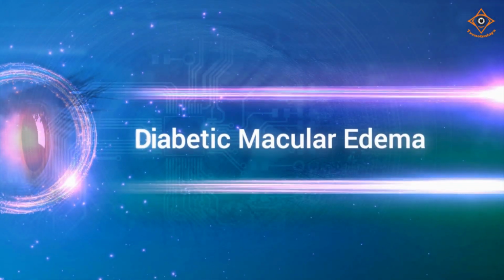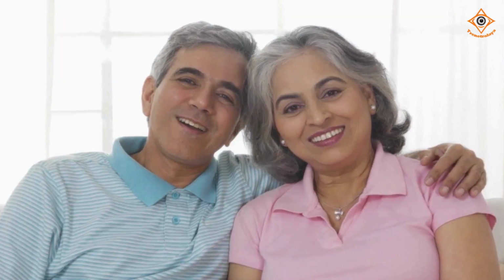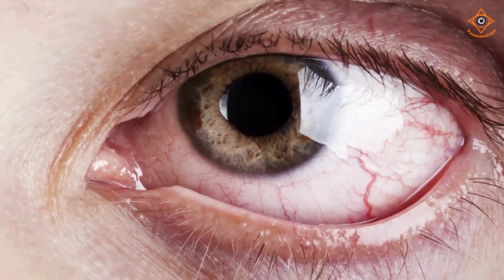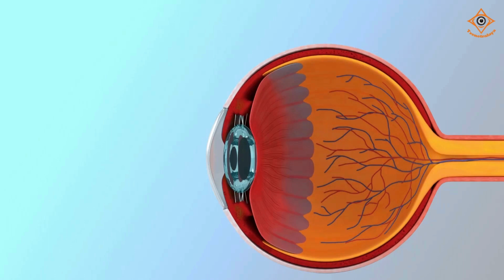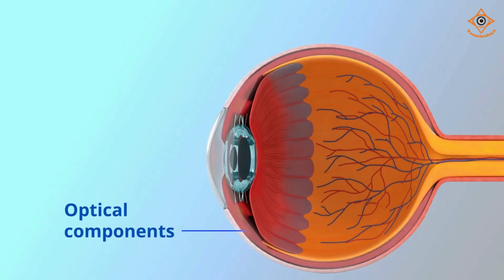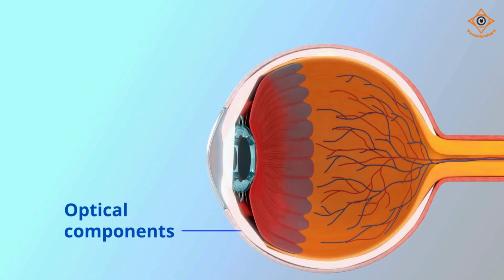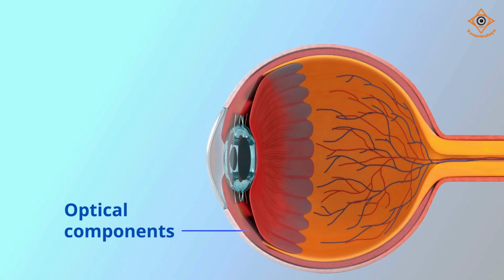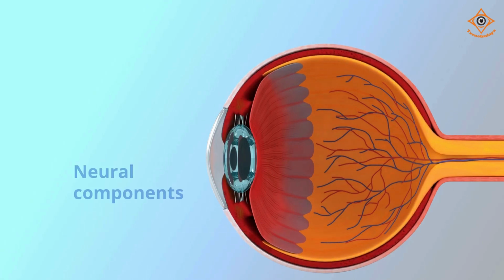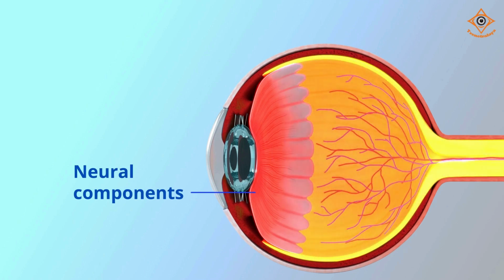Diabetic Macular Edema. The video describes the causes of diabetes-related vision loss and how to manage this condition. The eyeball consists of three main components. 1. The tunics, which are three layers that make up the wall of the eyeball. 2. The optical components, also known as the refractile media components, which admit and focus light. 3. The neural components, which consist of the retina and the optic nerve.